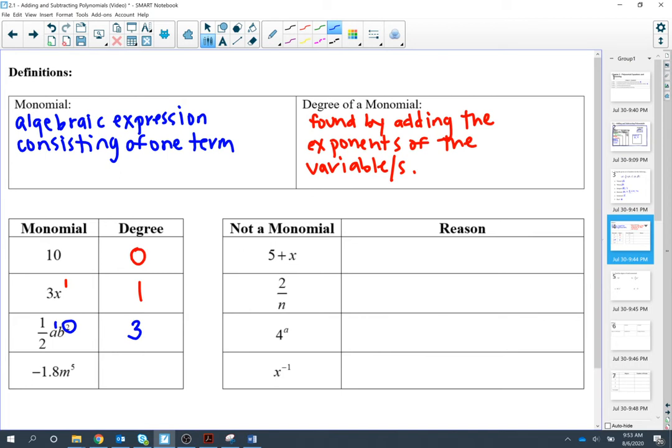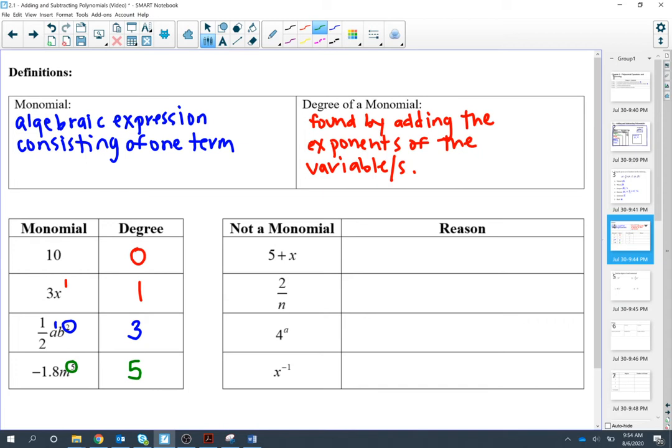Now, negative 1.8 m to the fifth, there's only one variable there. It's an m, okay, and the degree on that, or the exponent on that, is a 5. So the degree on this guy is just flat out 5. I don't have to add it to anything because there's no other variable. Now, not a monomial, also not a polynomial, is 5 plus, or I'm sorry, that was a misstep. That is a polynomial. Don't pay attention to me.